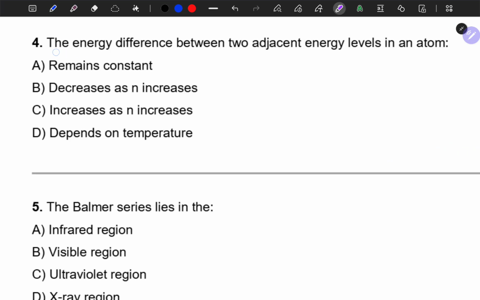The next question with us is the energy difference between two adjacent energy levels in an atom. Options are remains constant, decreases as n increases, increases as n increases, and depends on temperature. So out of all these, the correct option is option B, because as n increases, the energy gaps shrink. So option B will be the correct option.